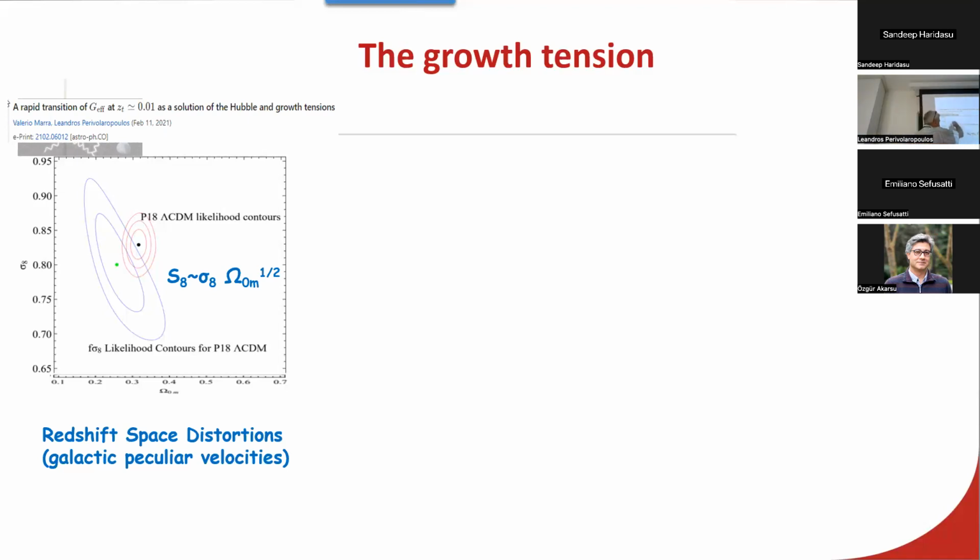And so you see the degeneracy along this line of constant S8. If you draw this constant S8 line, it goes like a hyperbola, roughly. And so you see there's a degeneracy here. So if you are on this side of this hyperbola, it means stronger growth.